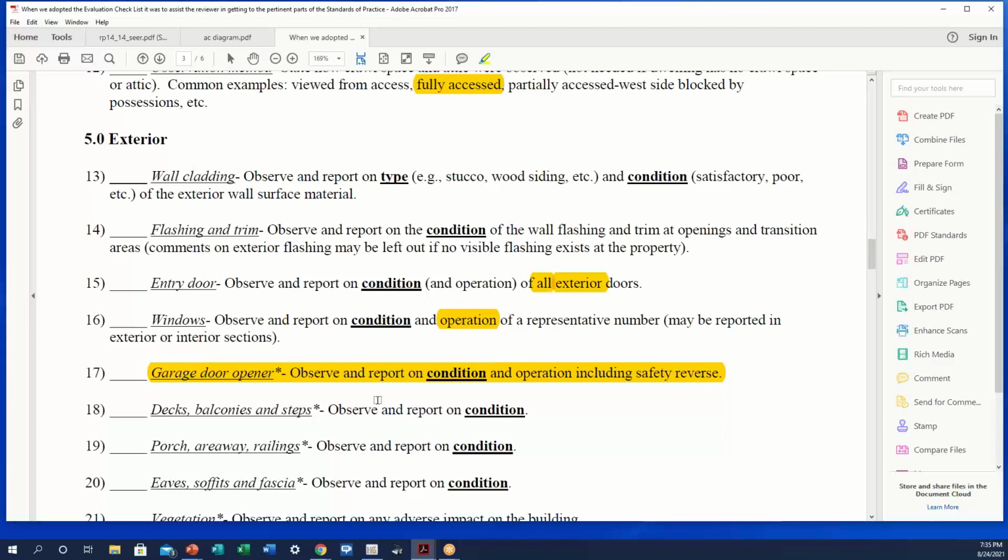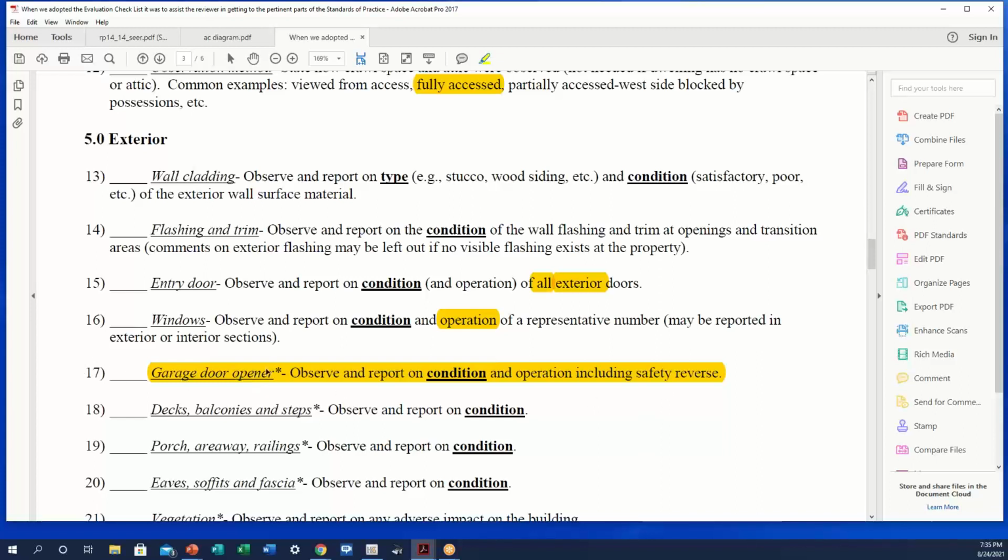Okay, so a garage door opener is an automatic opener. So you push the button like a homeowner would, and the door goes down. The door comes up. The new doors, they have a safety reverse at the top and bottom. So it's both. So, okay, decks, balconies, and steps.